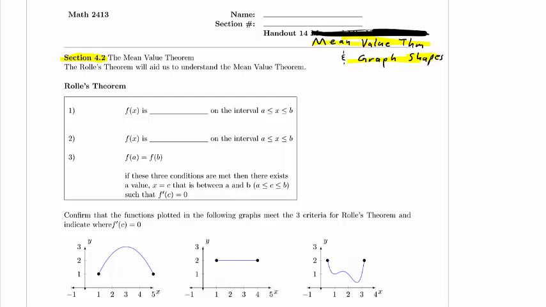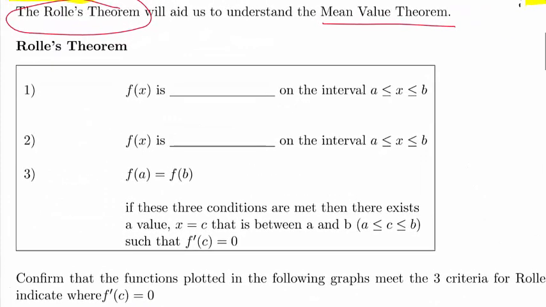And so we are looking to understand the mean value theorem, but first we got to go over Rolle's theorem, which will help us to get to the point where we can understand the mean value theorem, kind of a gentle step up, if you will. So Rolle's theorem has three preconditions before we can get to the conclusion down here. So let's go ahead and walk through our three conditions.